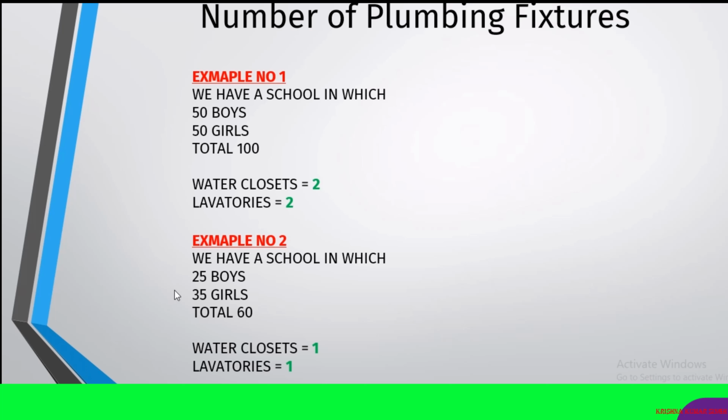In this case, we have 25 boys. Our school is a small school, and we have 35 girls. The total number of students is 25 plus 35, which is 60. So in this case, let's check how many water closets are required and how many lavatories are required.